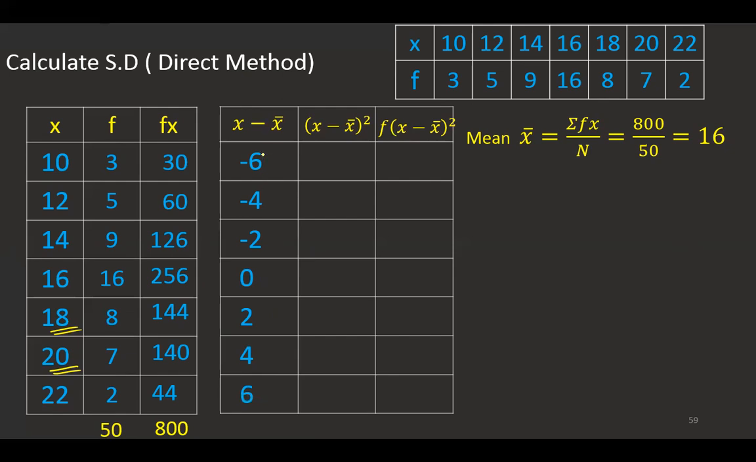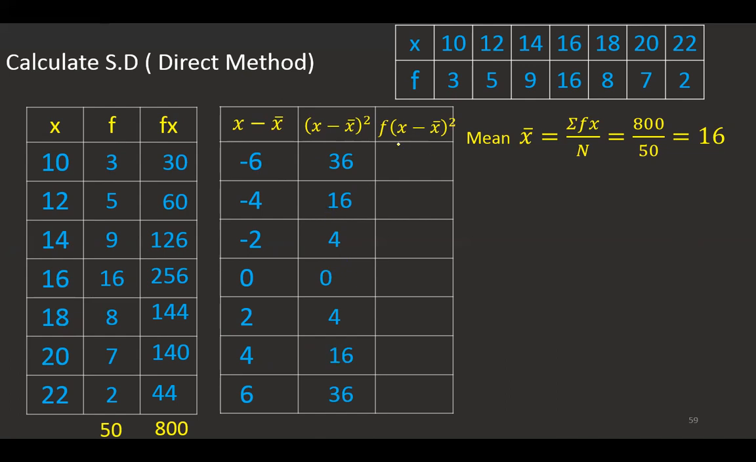Now, what I'm going to do is square this, because x minus x bar, the whole square is there. So minus 6 should be squared in this column. Minus 4 should be squared in this column. Minus 2 should be squared in this column. 0 square, 2 square, 4 square, 6 square. This is what I'm going to write in the next column. Let us write. Now 6 square is 36 here. Got it. 4 square is 16. 2 square is 4. 0 square 0, 2 square 4, 4 square 16, 6 square 36.